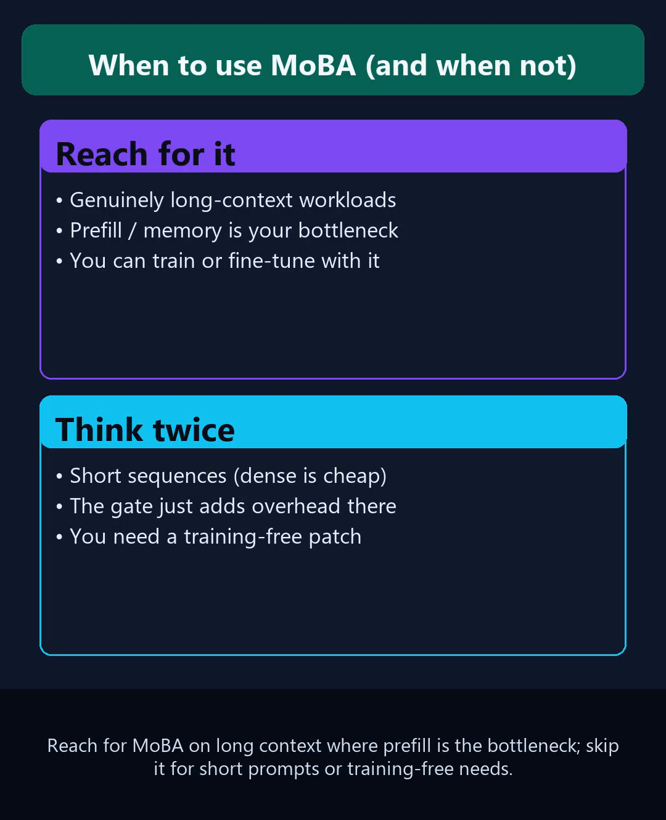So when should you reach for MoBA? Use it when your workloads are genuinely long context, when prefill and memory are your bottleneck, and when you can train or fine-tune with it in the loop. Think twice if your sequences are short, where dense attention is already cheap and the gate just adds overhead, or if you need a purely training-free patch on a frozen model.